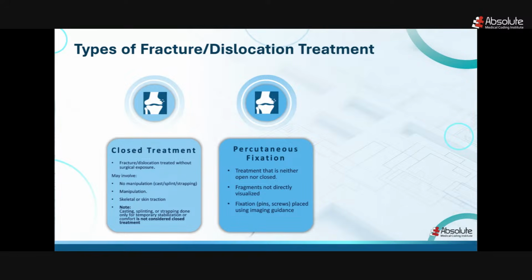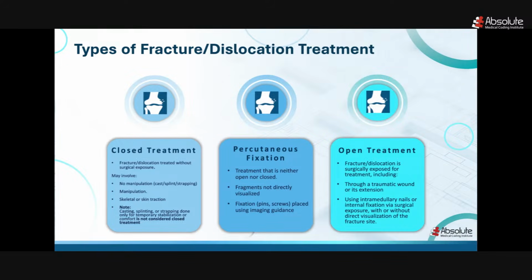Okay, so think of it as a minimally invasive way to stabilize the fractures. Now, next up is open treatment, the most direct approach to manage fractures and dislocation. So, open treatment means the fracture or dislocation is surgically exposed for treatment, and this can happen in a couple of ways: through a traumatic wound or an extension of it.